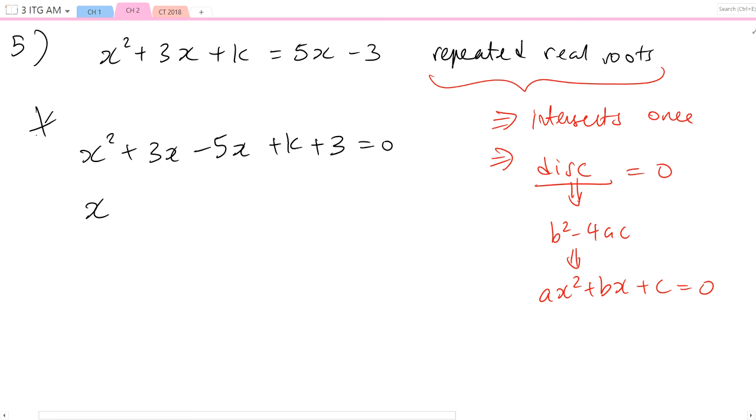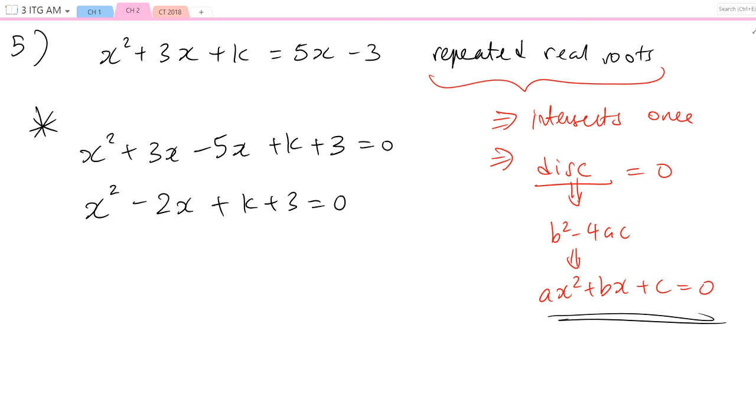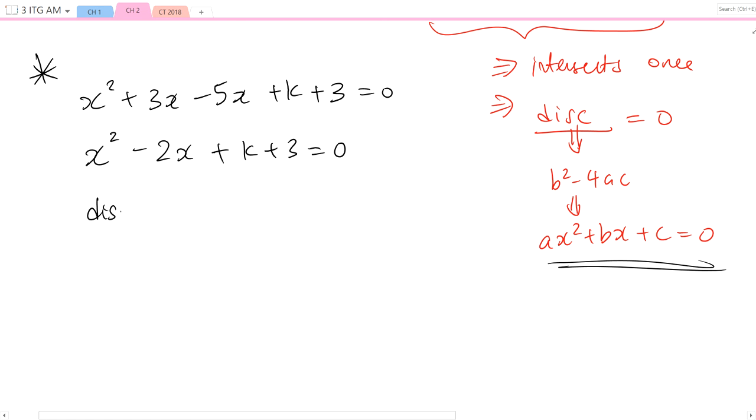This is a very important skill that you need to have. You need to change it into ax squared plus bx plus c equals 0. Sec 2 student can do it. I'm sure you can do it. X squared minus 2x plus k plus 3 equals 0. Next very important skill. What is the value of a? B? C? Easy? So right, discriminant equals how much?